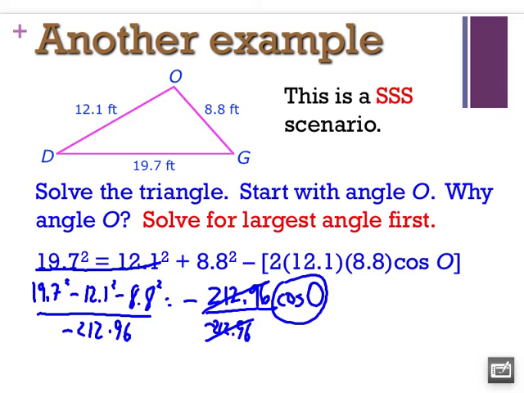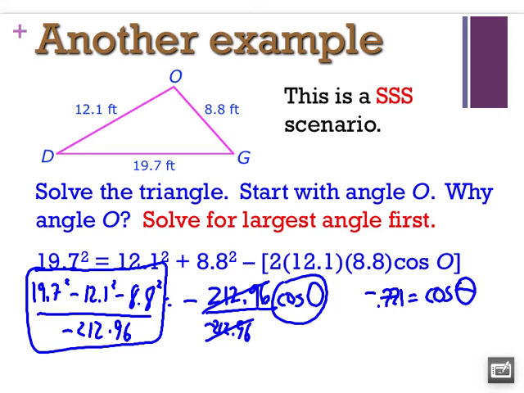So this is a big scary number, but I would type that in as one big thing in my calculator. Parentheses, 19.7 squared, minus 12.1 squared, minus 8.8 squared, close parentheses, divided by negative 212.96, and I get some weird decimal answer, hopefully less than 1, and I believe it'll also be negative. Okay, what is it? It's negative 0.77. Hold on, Mary, let me finish this. And that's going to equal the cosine of angle O. Last step, inverse cosine of that number.